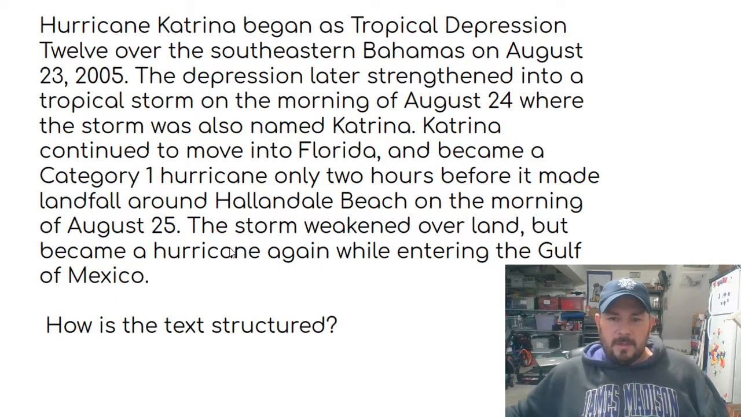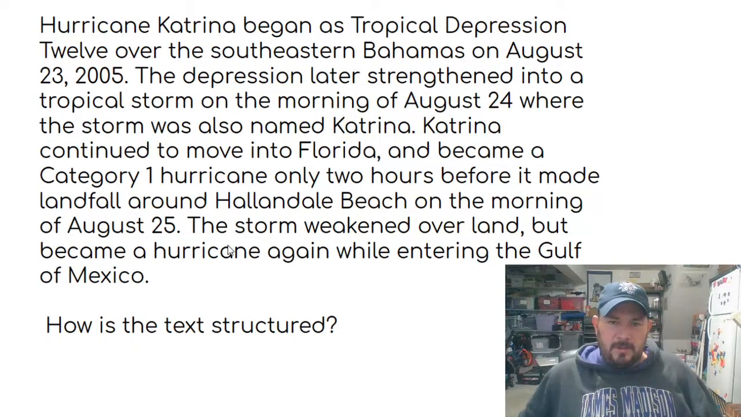All right, next up. Hurricane Katrina began as Tropical Depression 12 over the southeastern Bahamas on August 23, 2005. The depression later strengthened into a tropical storm on the morning of August 24th, where the storm was also named Katrina. Katrina continued to move into Florida and became a Category 1 hurricane only 2 hours before it made landfall around Hallandale Beach on the morning of August 25th. The storm weakened over land but became a hurricane again when entering the Gulf of Mexico.